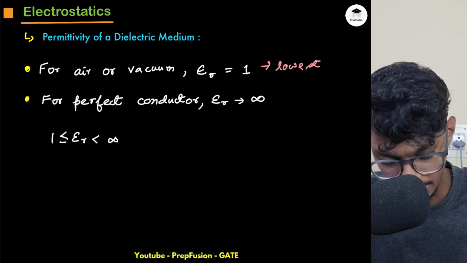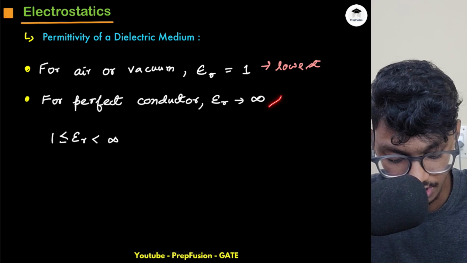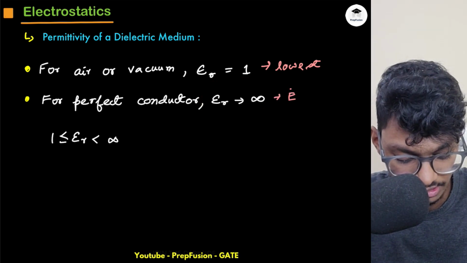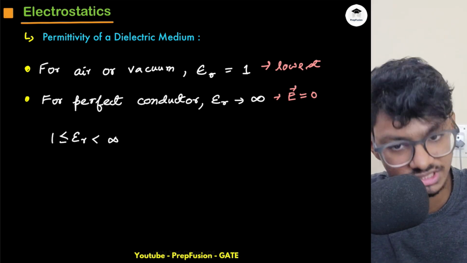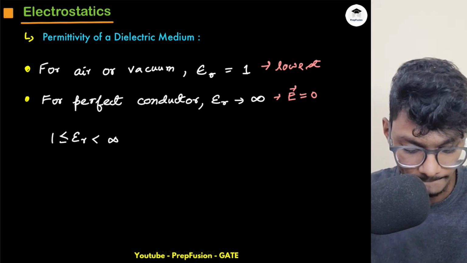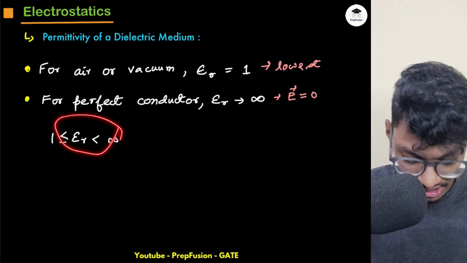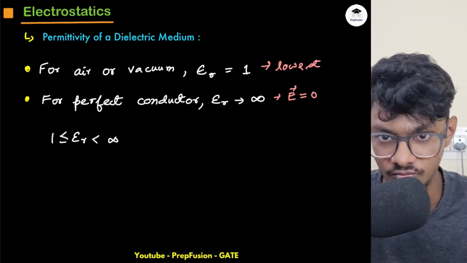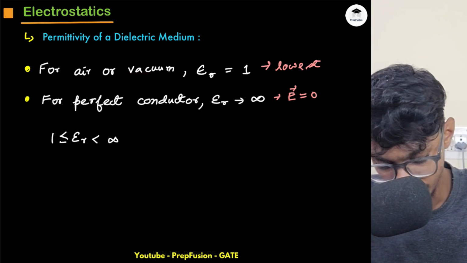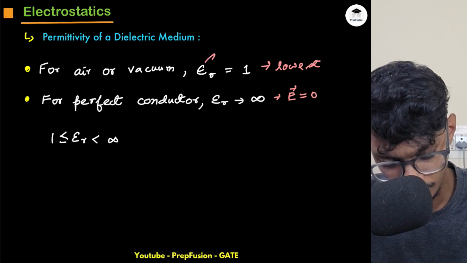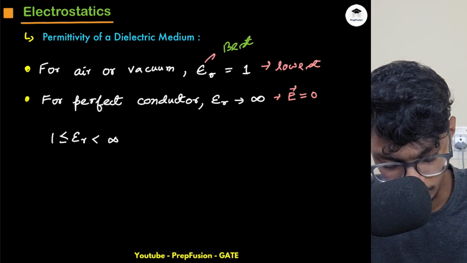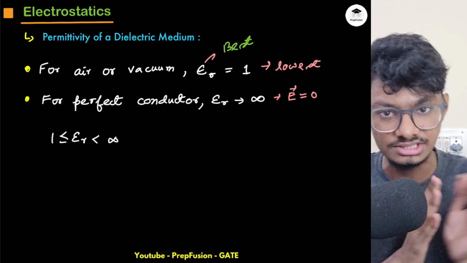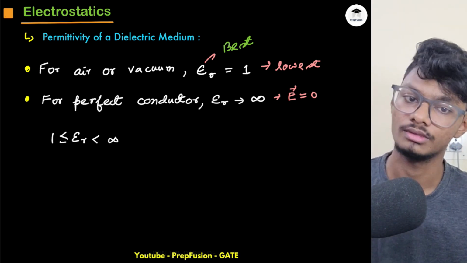For a perfect conductor, epsilon r will be infinity. Basically, the electric field inside a perfect conductor will be 0. We will prove this later on, don't worry. So the range of epsilon r is from 1 to infinity. It can never go below 1, because vacuum is the best. If my charge is in vacuum, it provides the least resistance for the electric field lines to flow. So I hope you got the point.